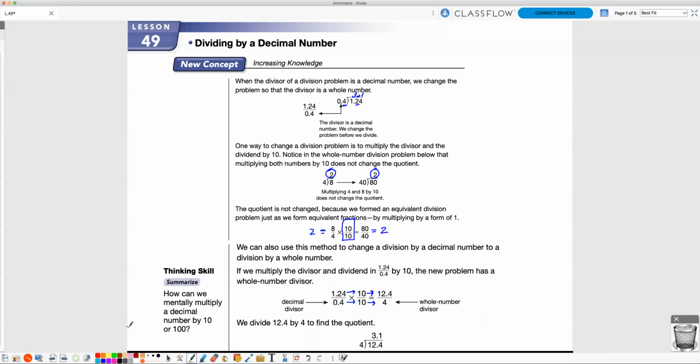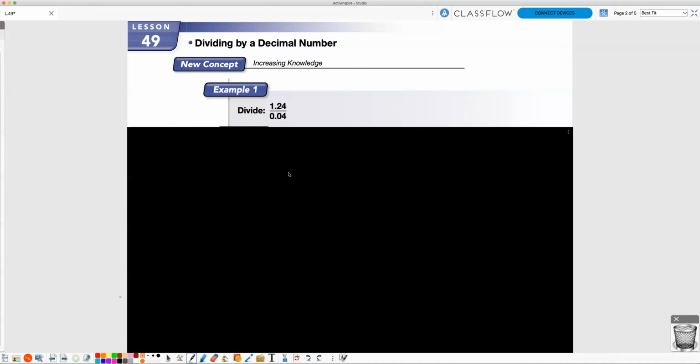So you can mentally multiply a decimal number by 10 or 100 by just shifting the decimal to the right the number of places there are zeros. So we could shift a decimal to the right 1 place, or we could shift it to the right 2 places since it's multiplying by 2 zeros, or 100 with 2 zeros. So let's look at example 1. 1 and 24 hundredths divided by 4 hundredths. So again, in this case, it looks like we'd want to multiply by 100. 100 over 100 would end up getting you the problem.